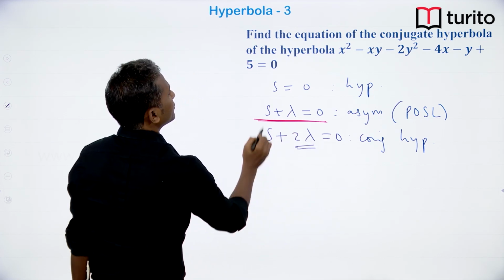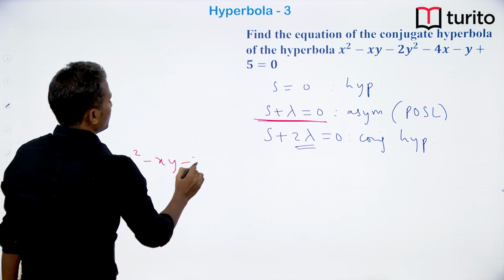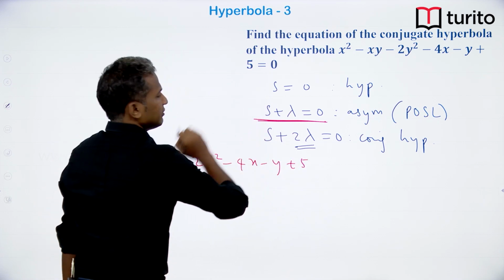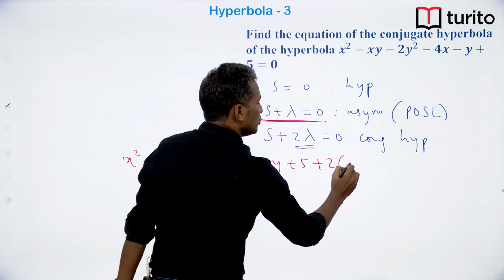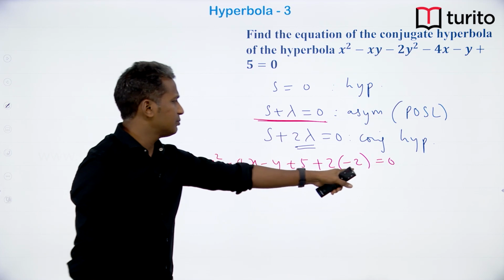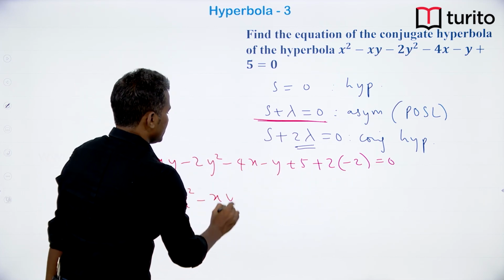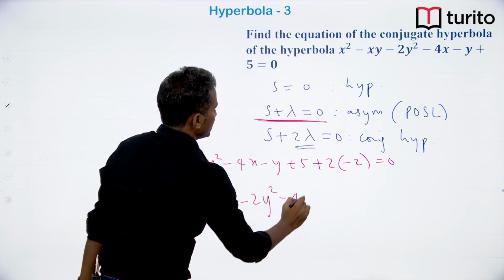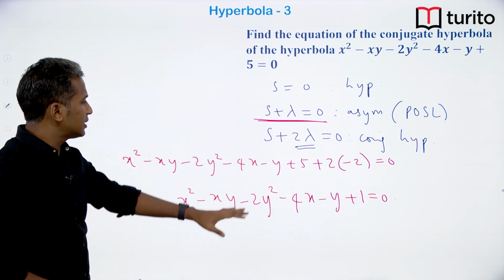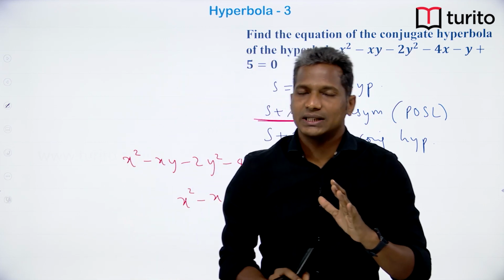So what is the required equation? Required equation is going to be x square minus xy minus 2y square minus 4x minus y plus 5. This is the given constant, and I have to add 2 into lambda. Now lambda is minus 2, so I can just add minus 4 here. So what is the answer? Answer is going to be x square minus xy minus 2y square minus 4x minus y plus 1 equal to 0. This becomes our equation of the conjugate. Okay. So I hope you have understood this technique.